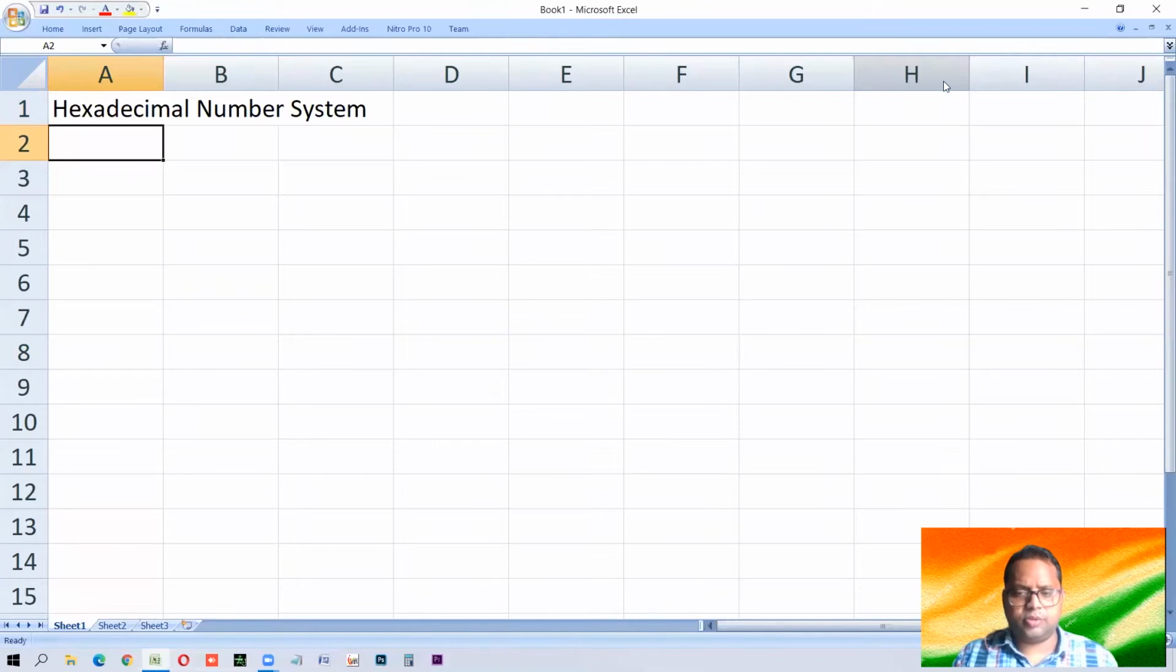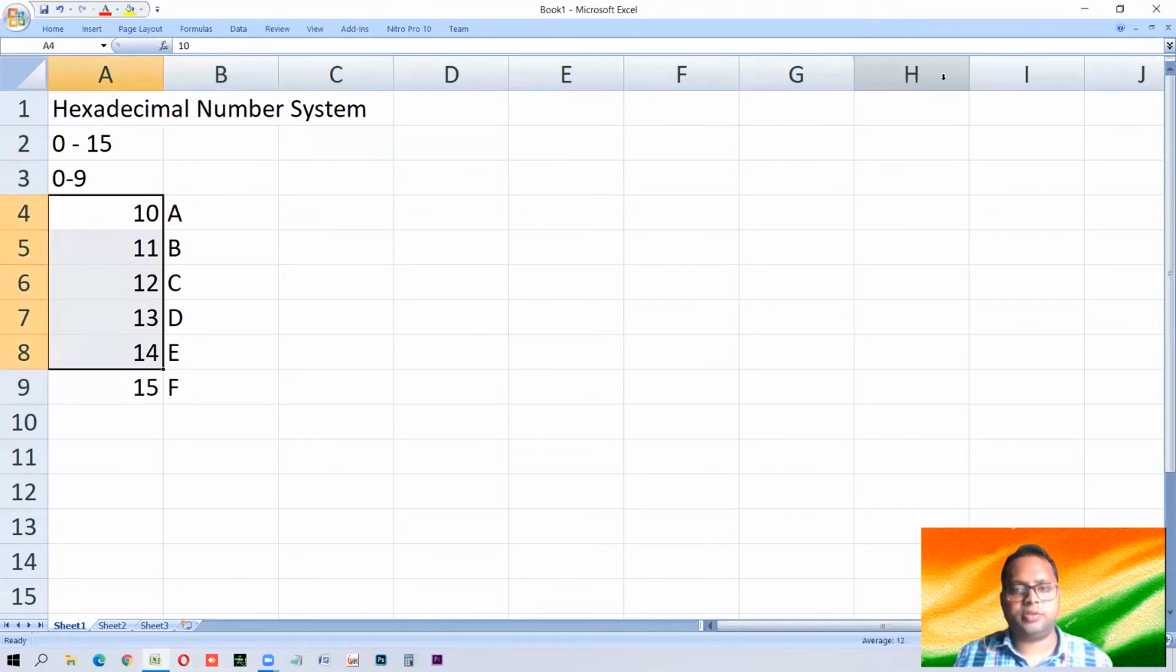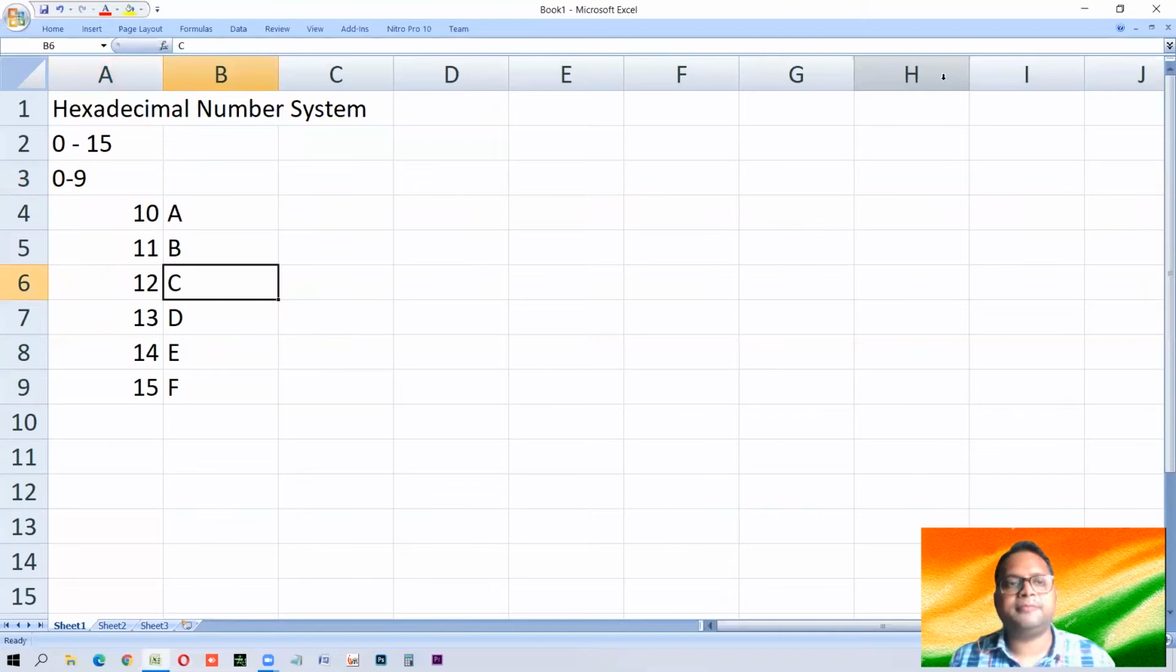This number system, as you know, contains a total of 16 digits, starting from 0, 1, 2, 3 and it goes till 15. From 0 to 9 it's written as 0 to 9, and 10, 11, 12, 13, 14 and 15 are represented using the capital letters A, B, C, D, E, and F. So if you wish to write two-digit numbers, you do not need to write 10, 11 or 12. You just need to write A, B, C, D, E, F. We'll see this, what I'm telling.